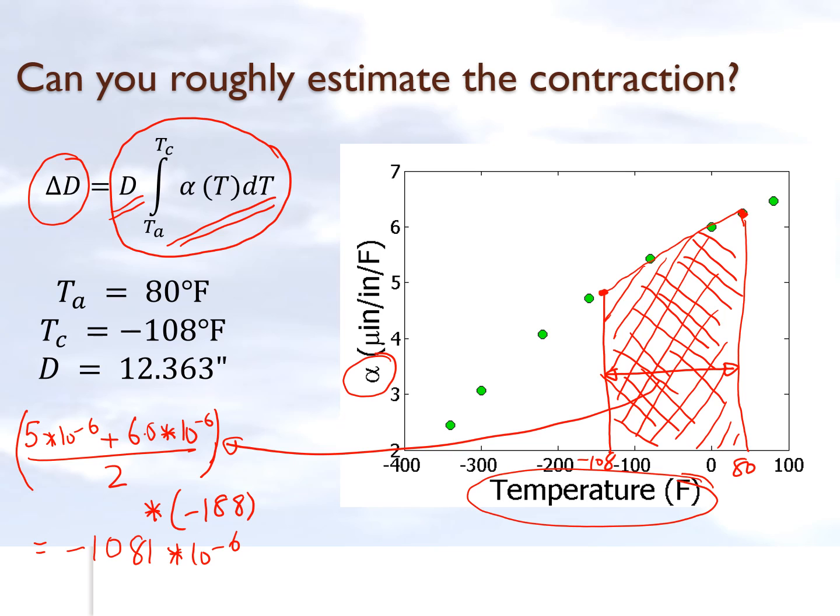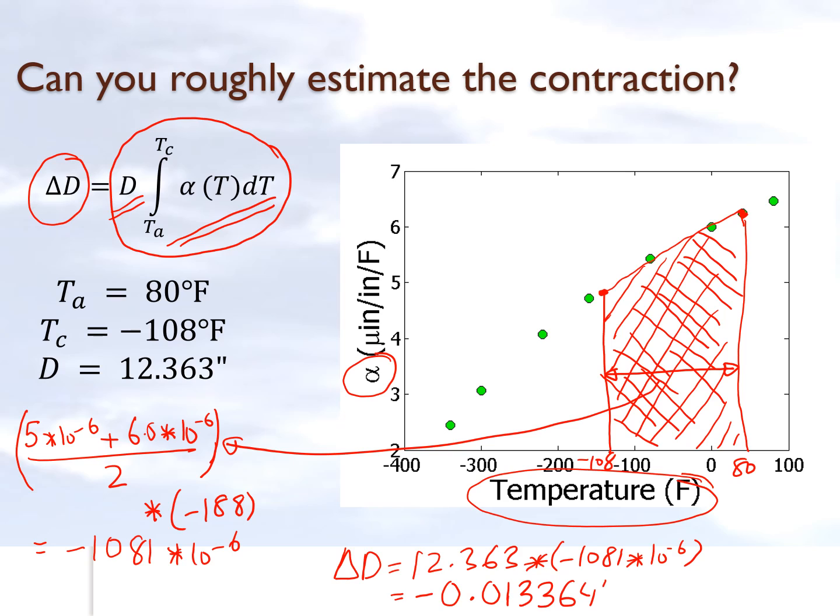And so my delta D will be 12.363 times minus 1081 times 10 to the power minus 6, and this number here turns out to be 0.013364 inches. And the magnitude of this number is not bigger than 0.015 inches. So right there we can see that, in fact, we did not get enough contraction.